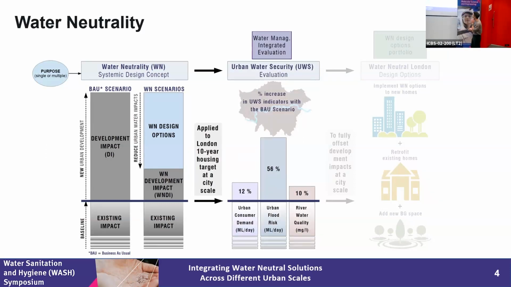So if we apply all of that to the 10-year housing target of the city scale in London, we decided to focus on 3 key urban indicators for urban water security. The first one is urban consumer demand in megaliters per day. The second one is urban flood risk in megaliters per day. And the third one is river water quality, phosphorus in milligrams per liter. And this will be the increase that we'll have in those 3 indicators once we have these more than 500,000 homes that London is expected to build during the next 10 years.